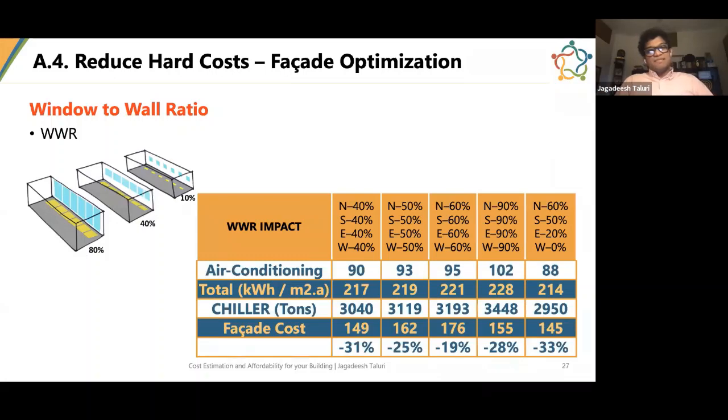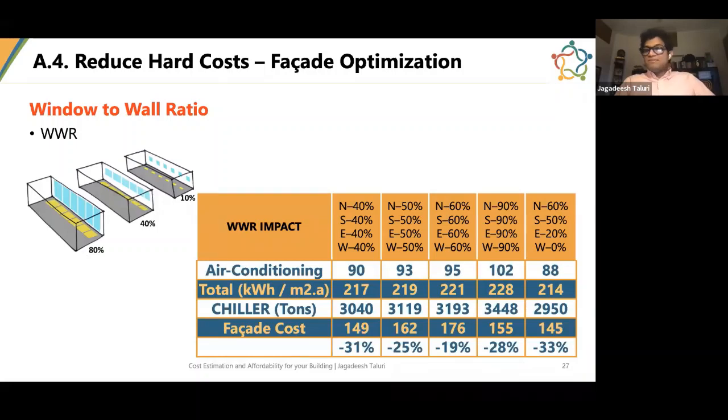The conventional wisdom says you do 40% or 30% window to wall ratio. You need not do the same thing. You may say, okay, I'll put west 0%, east 20%, south I'll do 50%, north I can move it up to 60%. As you see the results of the parametrics here, the air conditioning requirement is much lesser in the last option, even though the windows that I'm putting are much larger on the north and south side.